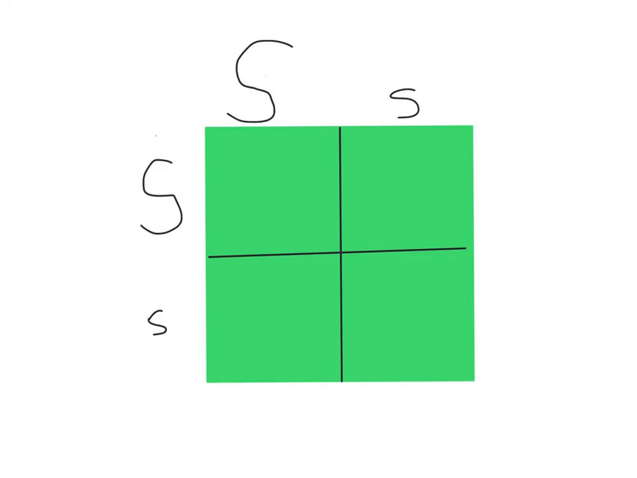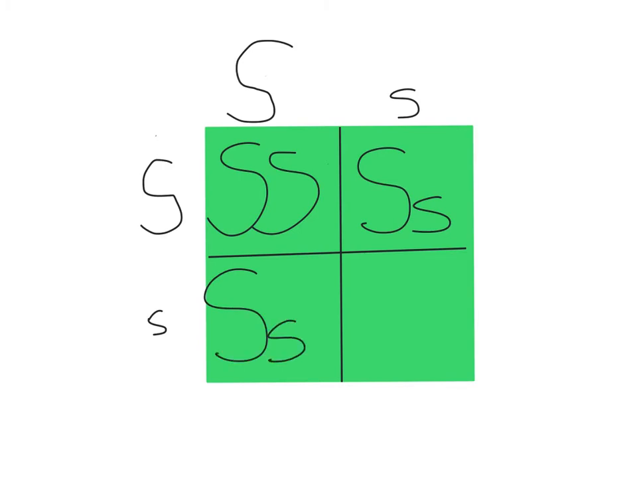In this case, these two dominant S's are going to get passed into this box. This dominant S is going to get passed down there. This dominant S is also going to get passed there, right? So I'm going to have this as my outcome. What that means is, overall, there is a 3 out of 4 chance that they're going to have square pants.